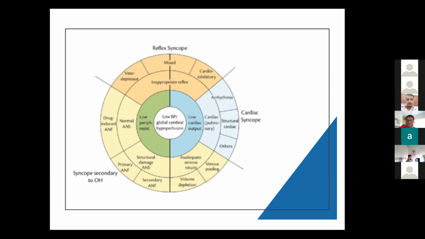And similarly, that's the same story in orthostatic hypotension, which can be primary, secondary, or due to drugs. But the final common thing is again low peripheral resistance causing peripheral pooling, reduced venous return, and reduced blood pressure, causing the syncope. Okay.